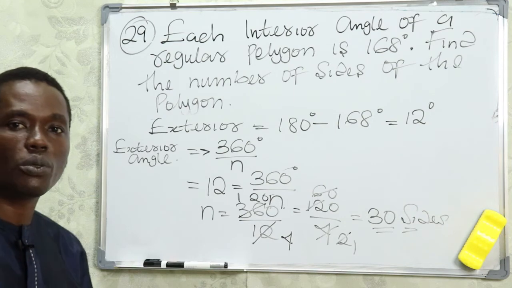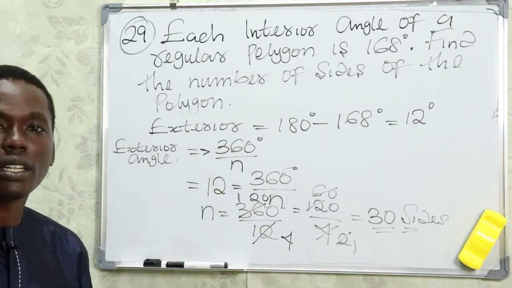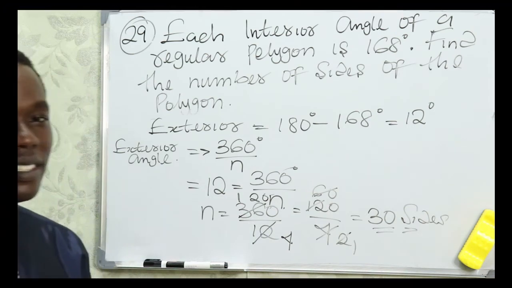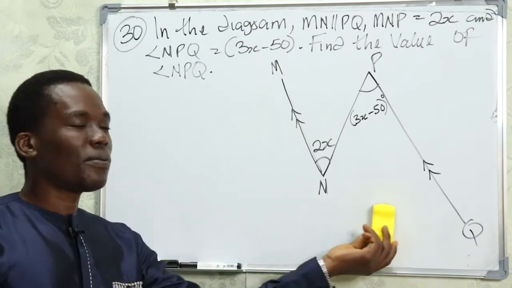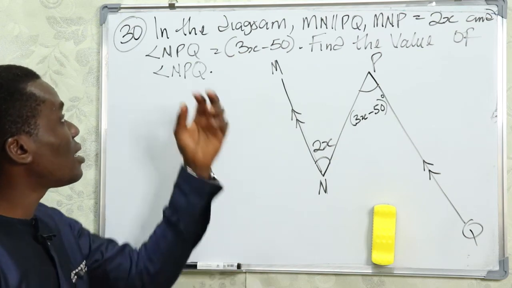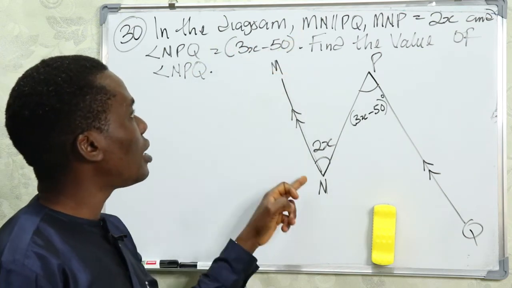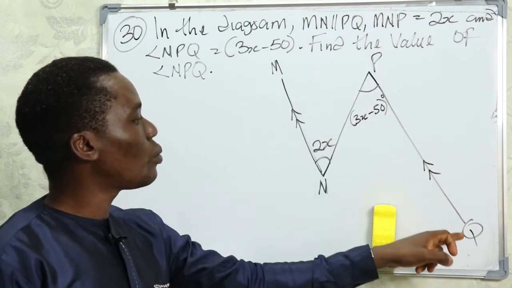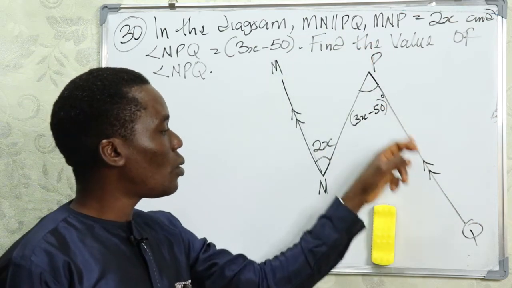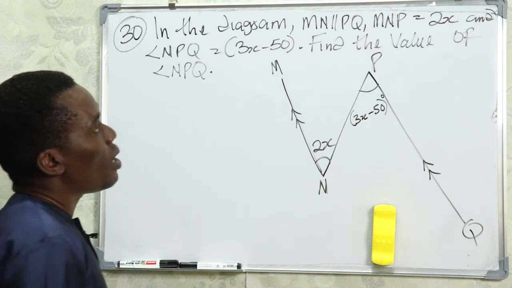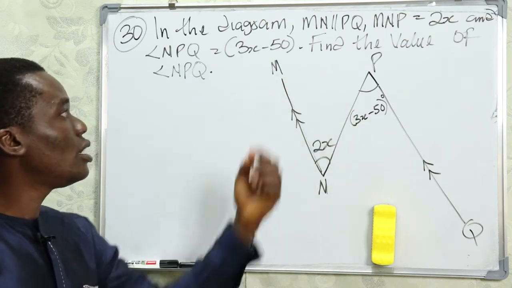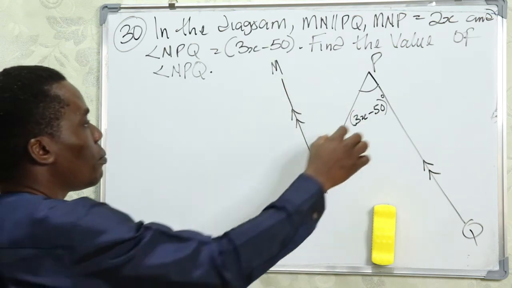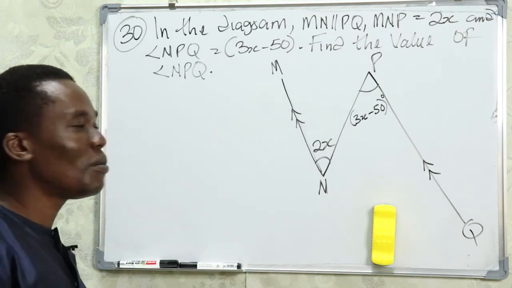So this is question number 29, and we'll go further to look at the solution to question number 30, which is the final question. So question number 30, this is the final question we'll be taking for today, and it says in the diagram MN is equal to PQ, and angle MNP is 2x, while this angle is this. They say you should find the value of P in this angle because both of them have x.